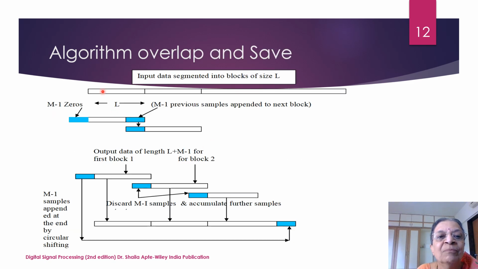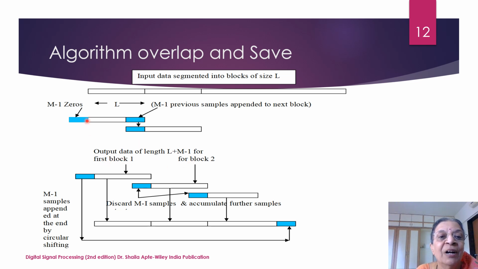Now just see here. This is the first block of L samples. I append M minus 1 zeros at the start. For the second block, these are the M minus 1 points and these are the L samples. I append M minus 1 points from the previous segment, which are the last points. Now these become the first points in the next segment.